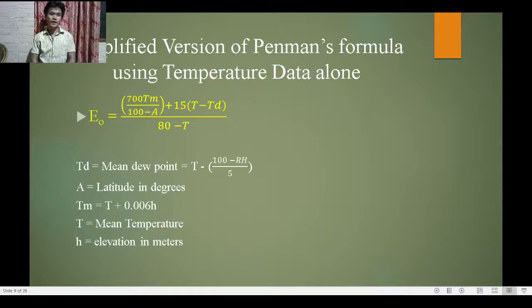So there's also a simplified version of Penman's formula using temperature data alone. So E sub O is equal to the quantity 700 Tm over 100 minus A, plus 15 multiplied by the quantity T minus Td, all over 80 minus T. So Td is the mean dew point, which is expressed as T minus the quantity 100 minus RH, all over 5, and A is the latitude in degrees, Tm is the temperature plus 0.006 multiplied by H, where T is the mean temperature and H is the elevation in meters.